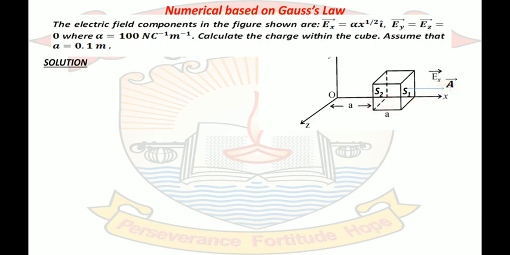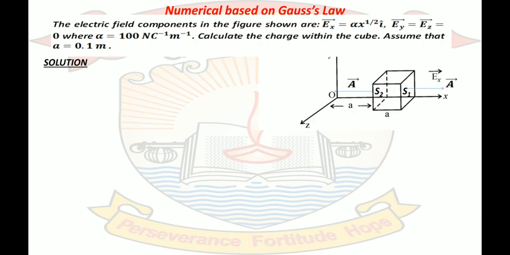The direction of the area vector of S2 is just opposite, and the direction of the electric field is in this direction. So the area vector and electric field are in opposite directions, right? The remaining 4 faces are one at the front, one at the top, one at the back, and one at the bottom. Through all these 4 surfaces, the electric flux will become 0, because the area vector of these surfaces makes an angle of 90 degrees with the electric field.